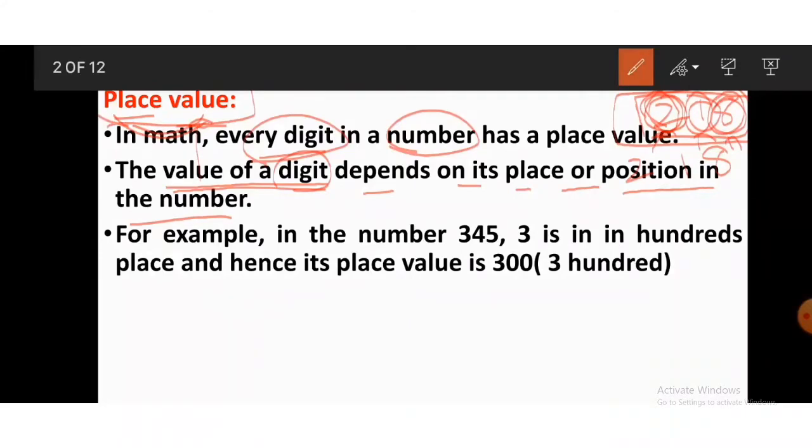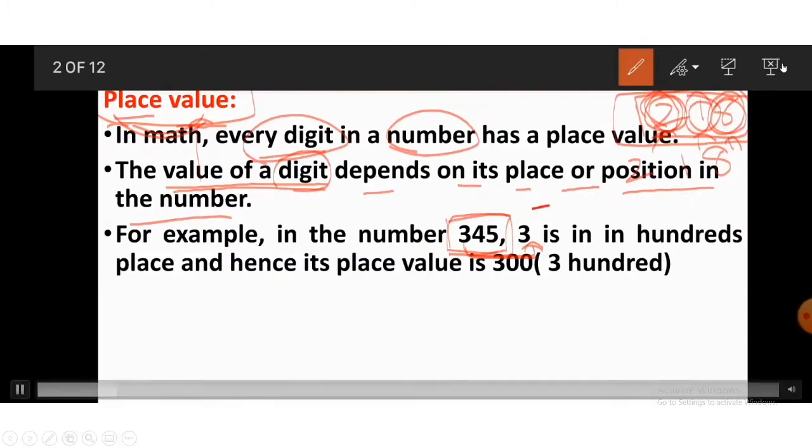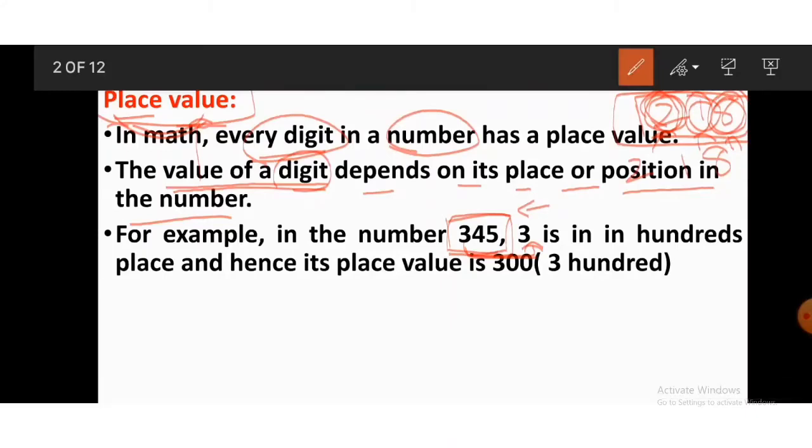For example, if we take this number here, 345. What is the number, children? 345. We are going to find out the place value of the digit 3. First, we have to write the place values on top of these numbers, which will make it easier for us to find out the place value. The first place value from the right is ones. The second is tens. The third one is hundreds. First is ones, second is tens, and third is hundreds.